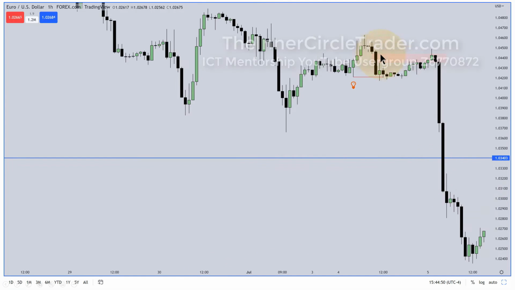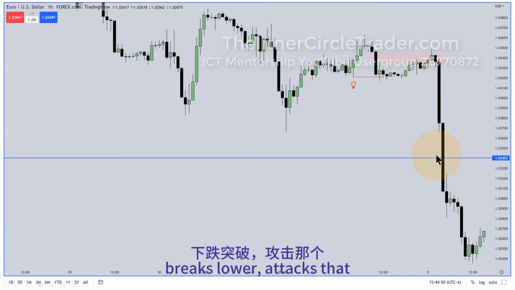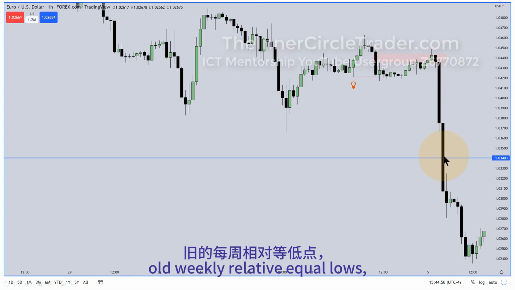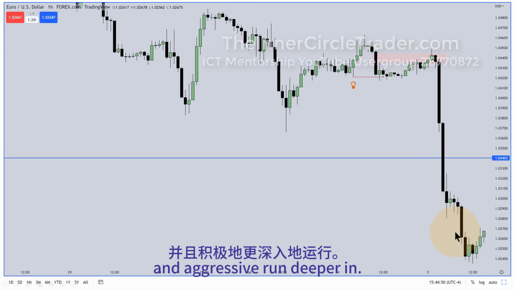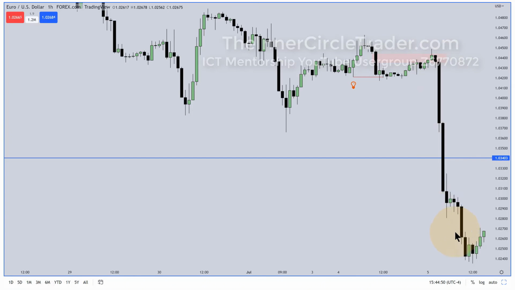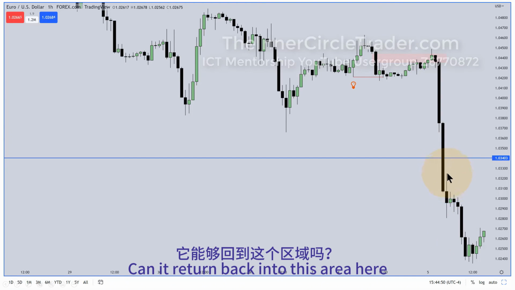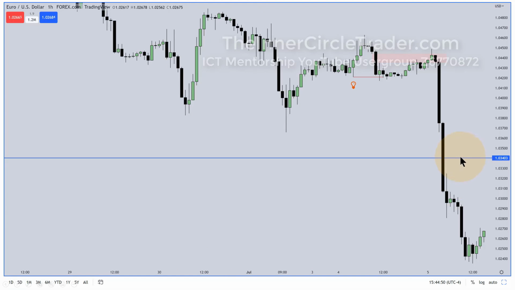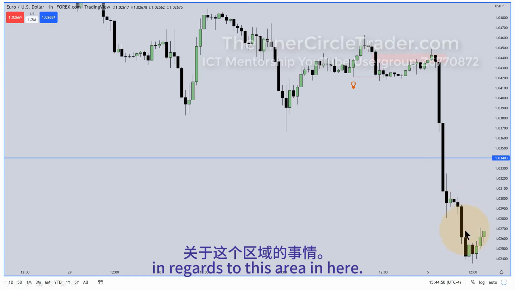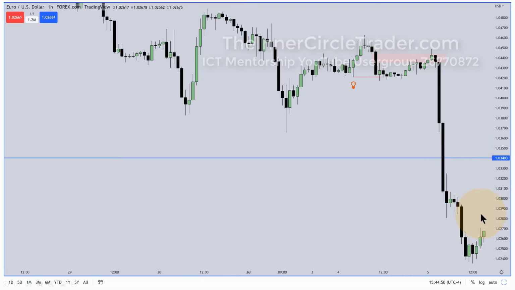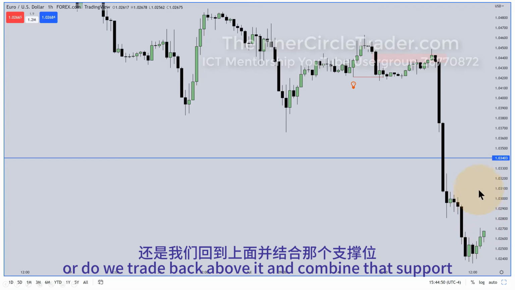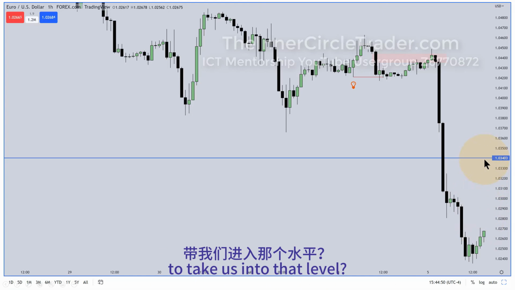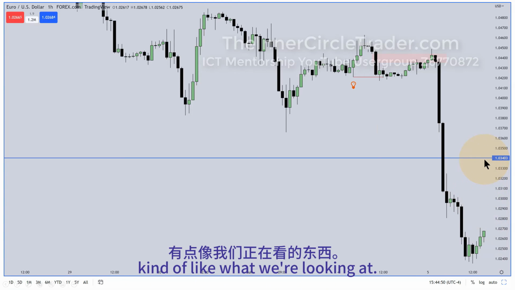Hourly chart on Euro, fair value gap right here. Optimal trade entry, trades up into it, breaks lower, attacks that old weekly relative equal lows, and aggressive run deeper in. Can it return back into this area here and not go back to that level? That's something that would be interesting. But we have to see what we're going to get in regards to this area in here. Do we get to it to rebalance and trade lower, or do we trade back above it and find that support to take us into that level? That's kind of like what we're looking at.